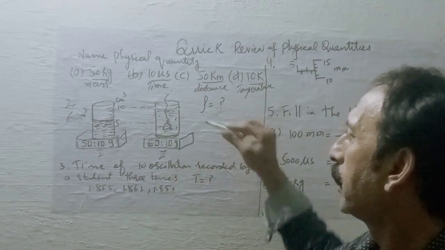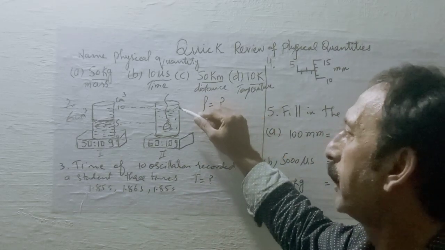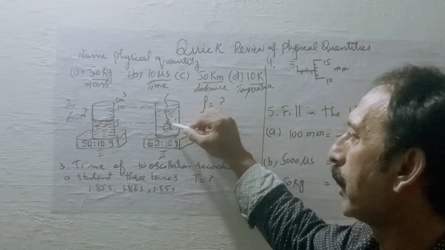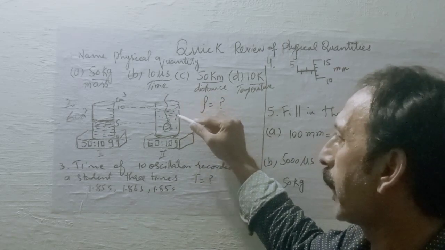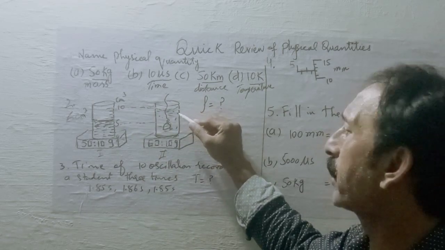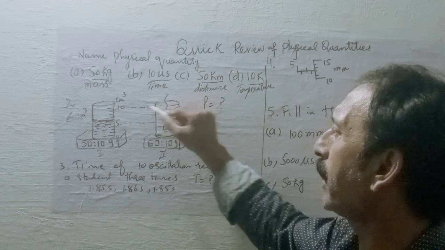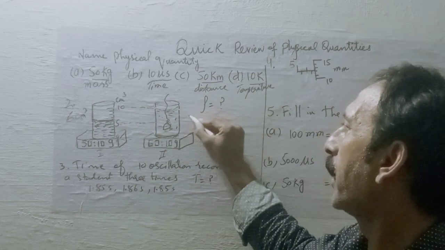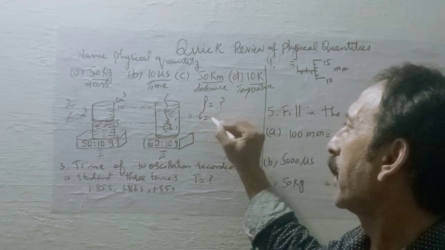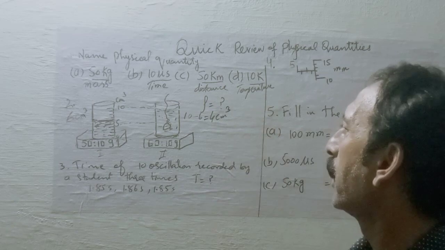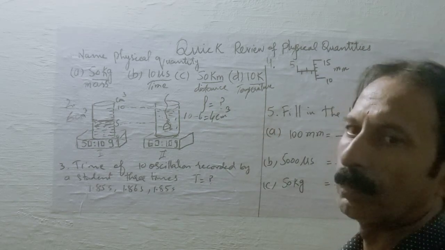Now, in the next diagram, the figure shows that an object, with the help of some thread, is immersed in the liquid and the volume of the liquid has changed. It has increased to 10 cubic centimeter from 6. So 10 minus 6 is equal to 4 cubic centimeter is the volume.